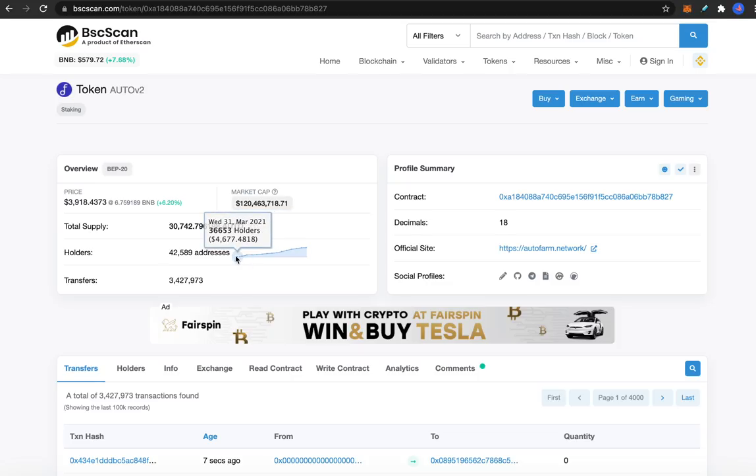And the graph, unfortunately, this graph is not too long. It's only a 2 week old graph, but you can still look at the direction where this is actually headed towards. So this is something that I like to take a look at whenever I'm in the BSC scan as well.